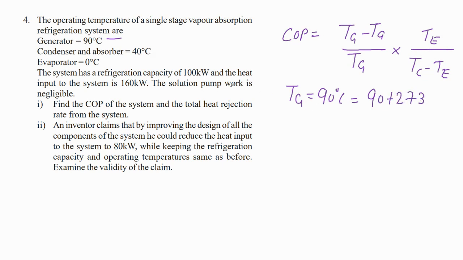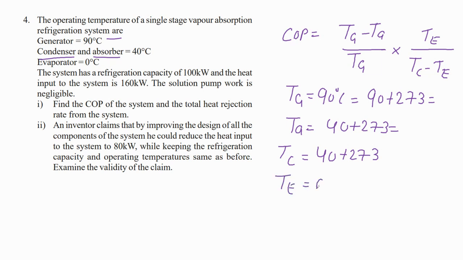Now what is the absorber temperature and condenser temperature? Ta is equal to 40 plus 273. So you can solve this. What is the temperature of Tc? It is also equal to 40 plus 273. And what is Te? Te is equal to 0, so 0 plus 273. So that is 273.